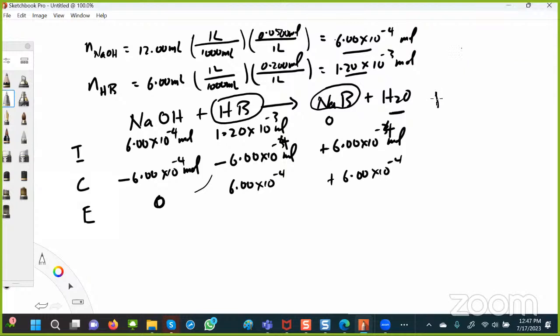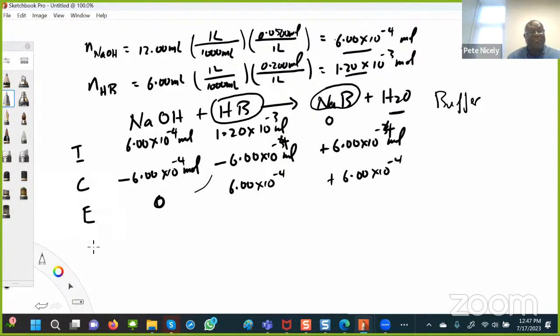A buffer. Exactly. And what equation do we use to calculate the pH of a buffer solution? Yeah, Henderson-Hasselbalch. Exactly. So let me remind you of the Henderson-Hasselbalch equation. It's pH is equal to pKa plus log of the concentration of the base, which is B minus, divided by the concentration of HB. So my question to you now is, what's the concentration of B minus?